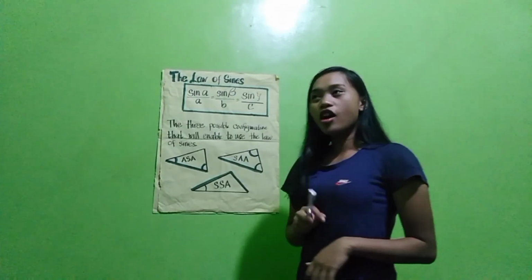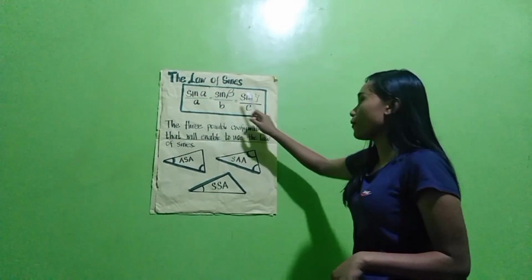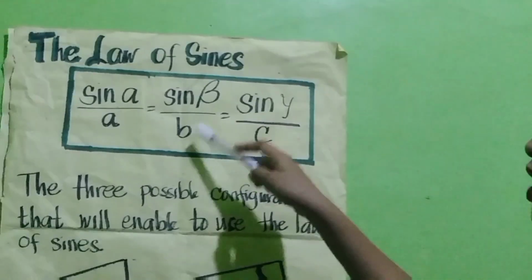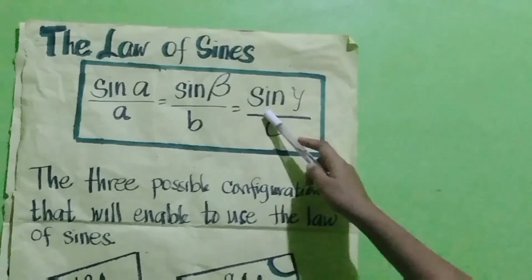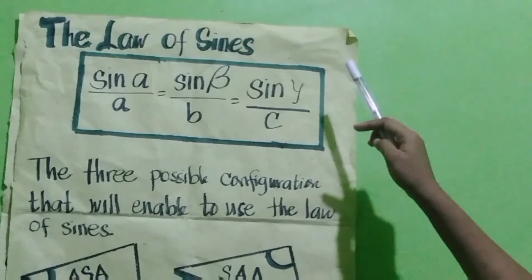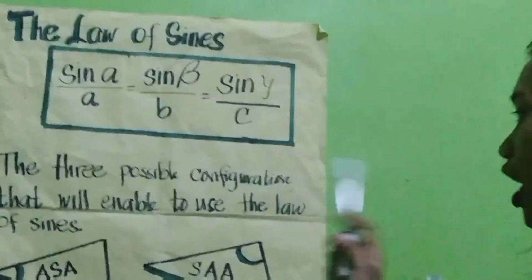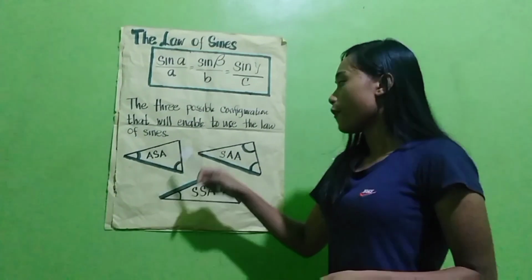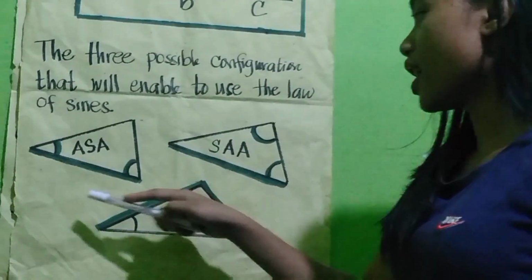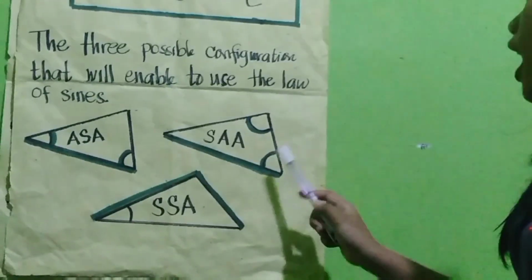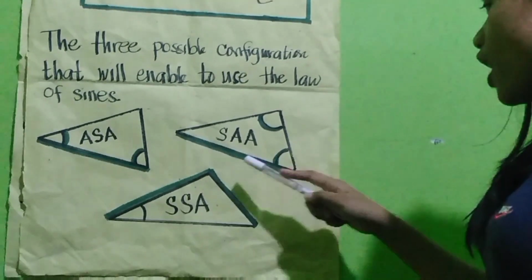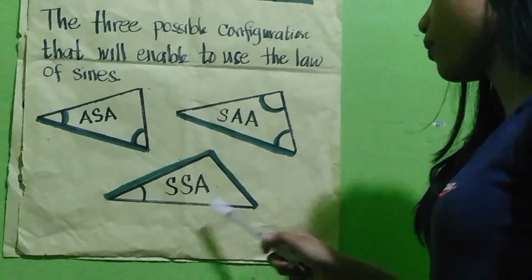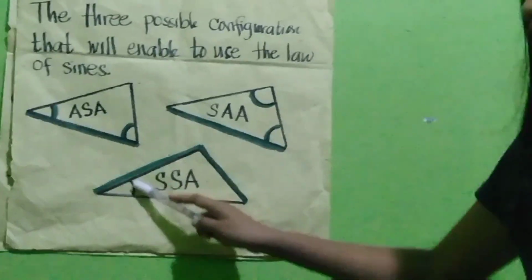So let's move on to the law of sines. This is the formula of the law of sines: sine alpha over a equals sine beta over b equals sine gamma over c. There are three possible configurations that will enable us to use the law of sines. First, we have ASA, which is angle side angle, then SAA, side angle angle, and lastly, SSA, which is side side angle.